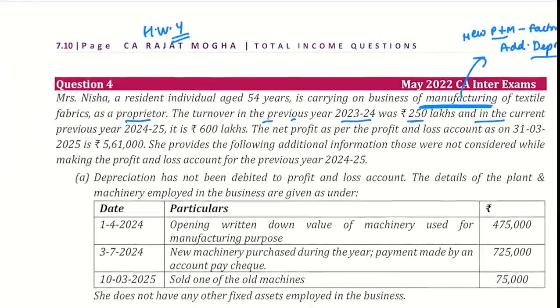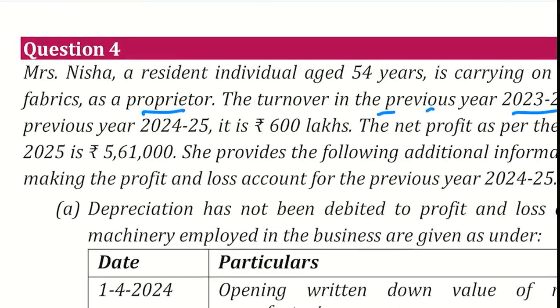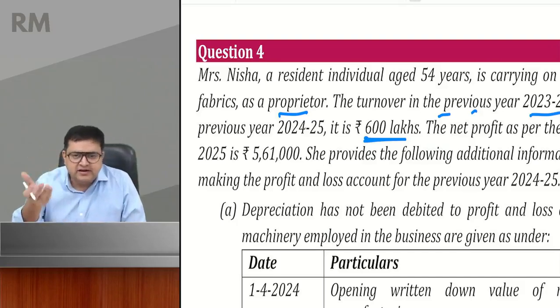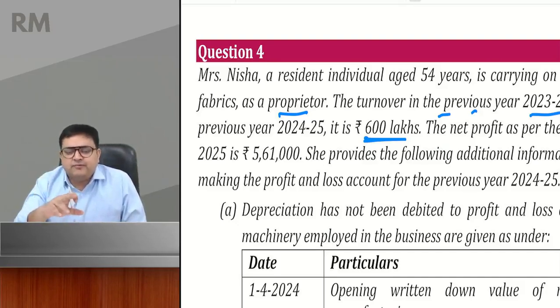And in the current year, the turnover was 600 lakhs. So I don't think I would require anything regarding the current year. Still, they have given the current year turnover. That's okay, but my previous year turnover is more important. If my previous year turnover is more than 1 crore, not exactly one, then this assessee is eligible to deduct TDS.